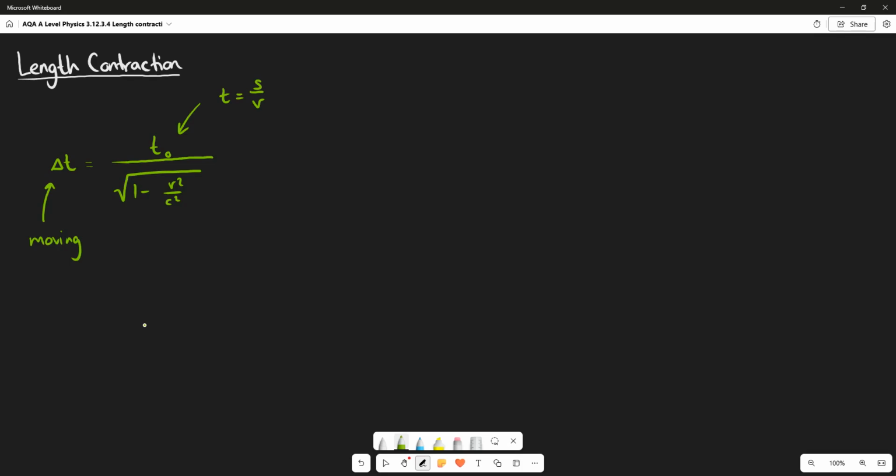And this difference occurs because the velocity of light depends on the distance divided by the time. And this value must be constant, and therefore the time and the distance change to keep that true. And this equation is how we measure the difference in time for a moving object.